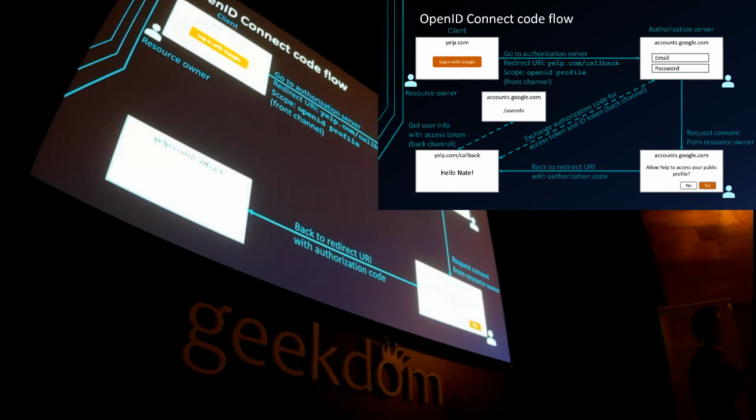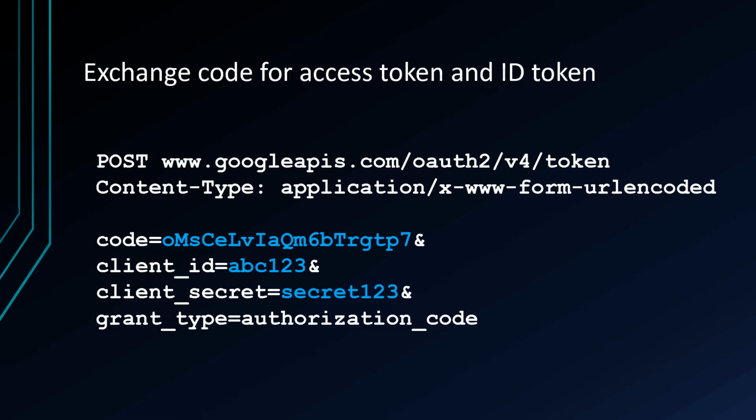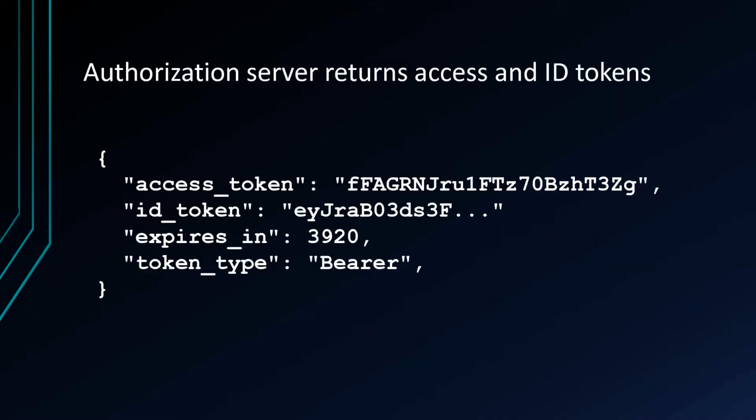I get an authorization code back. I have to exchange that on the back channel, assuming this is the authorization code flow. And then what I get back is an ID token and an access token. And that ID token can be immediately consumed, like I said, by the application to understand who the user is. The ID token looks something like this.